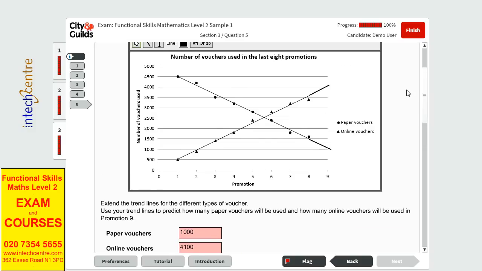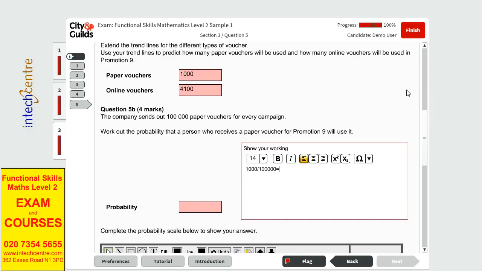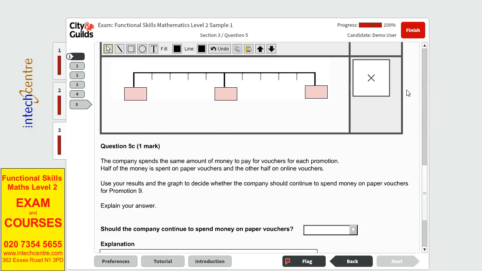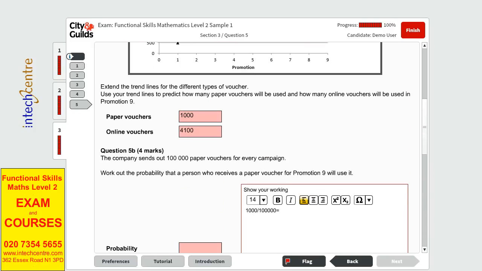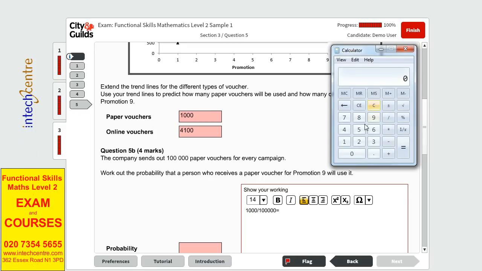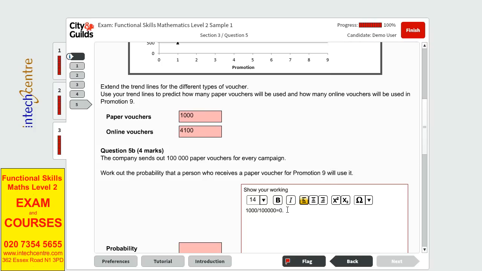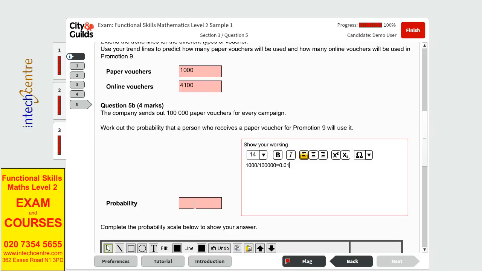Let's see if we can find a calculator around here. No, I will use the calculator from the computer. There we are. So we have 1,000 divided by 100,000, which will give us an answer of 0.01. And this is our probability.